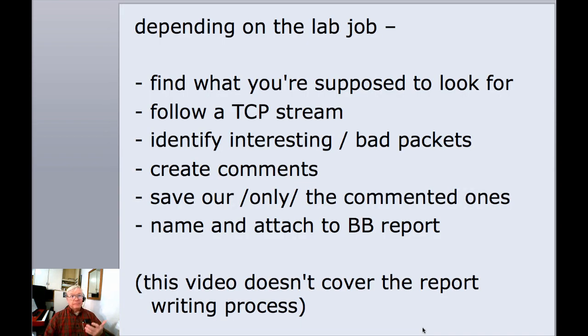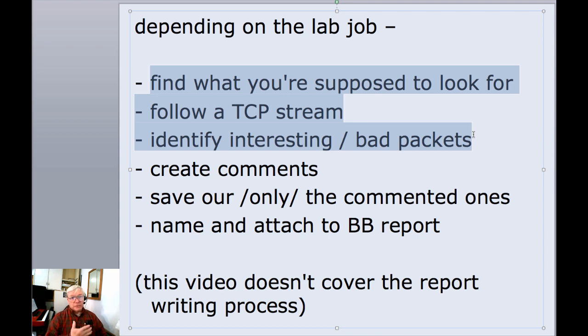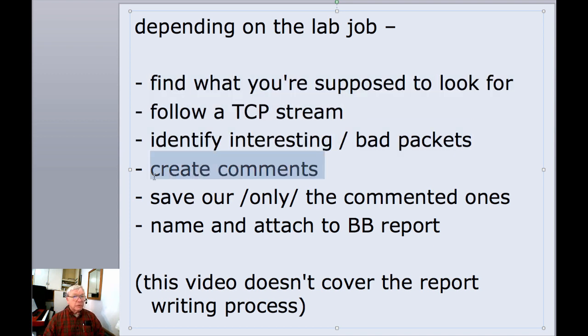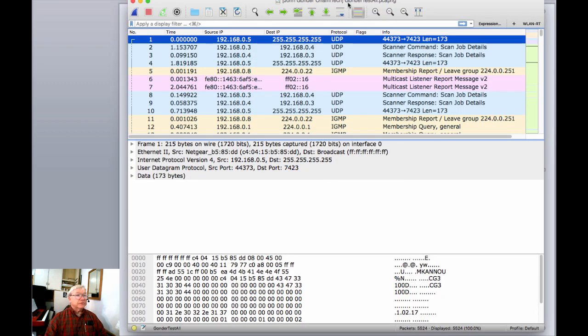Now, depending on the lab, the job that you're supposed to do for your lab, we might be looking for a particular thing. We might be looking for particular kinds of packets in order to answer the questions or solve the problem that the lab has set for us. And then when we find the packets that are the answer to the question or are the ones that we're looking for, we're going to create comments for those packets. So let's go ahead and go back to my Wireshark trace here, and there's several different ways in which we might look for packets.